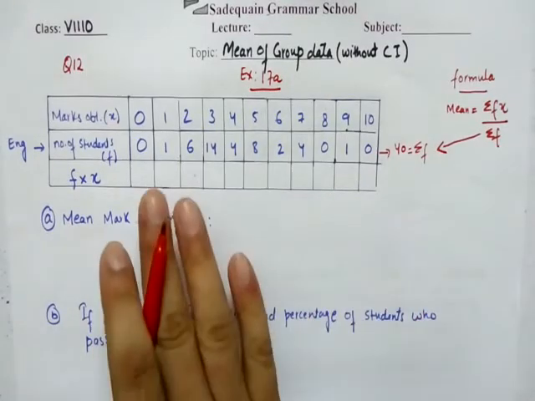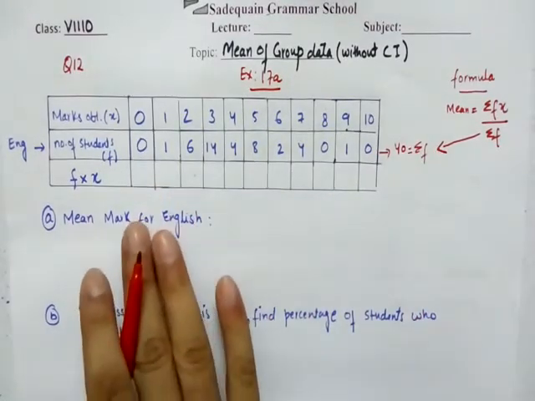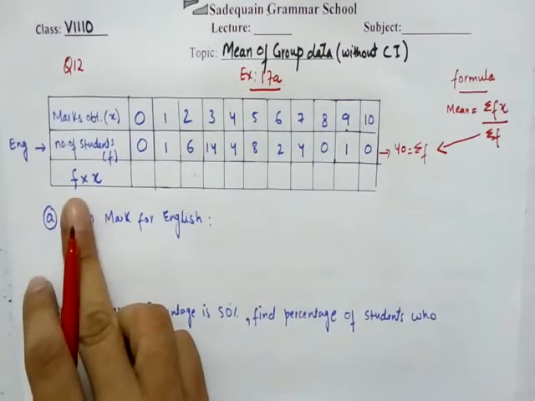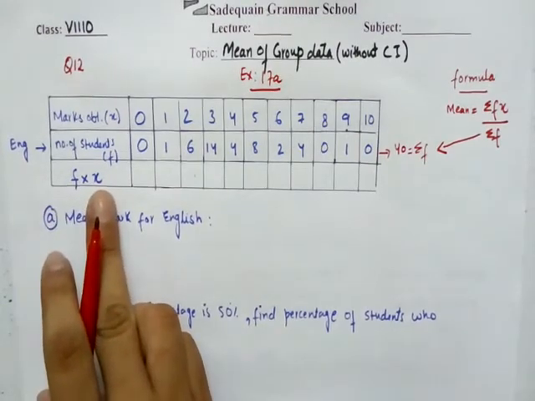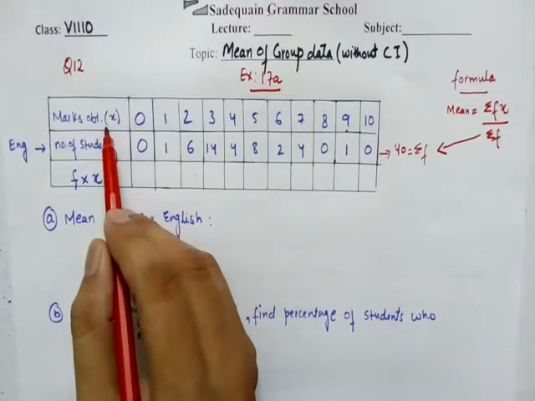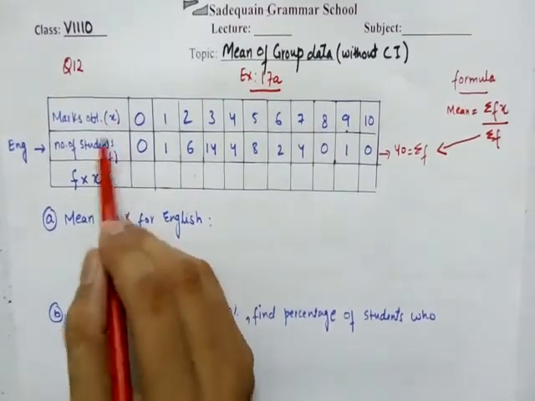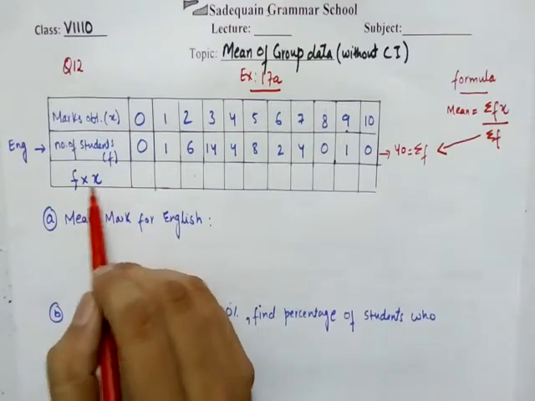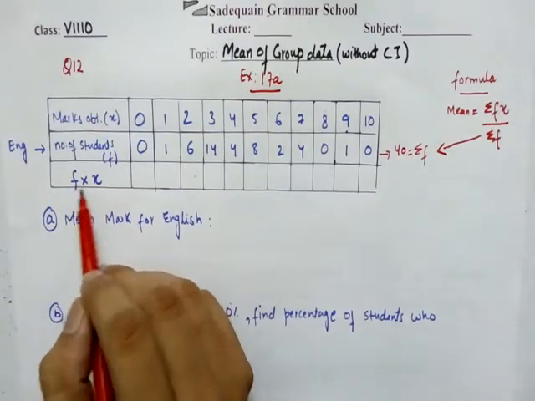So we have to make a new column and we will name that column as f into x. What is f and what is x? Actually, the first row given to you is your x and the number of students is the frequency. So f into x suggests that you have to multiply f by x.